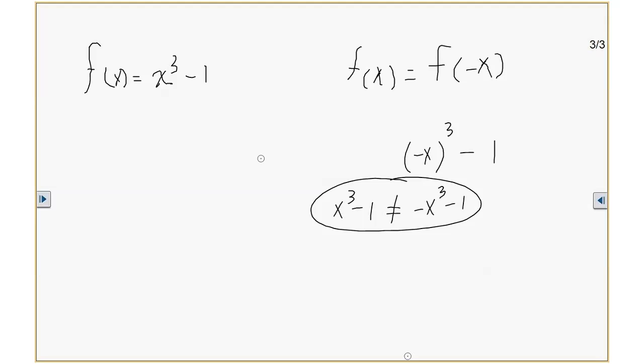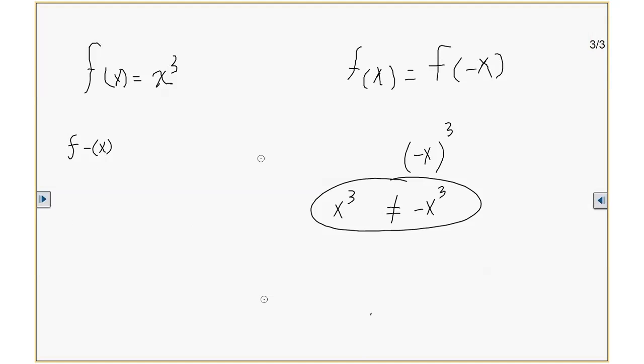So therefore you have to go to the second test. The second test says f of negative x, which you've just figured out right here, negative x cubed minus 1. There's something wrong. Oh, it's just negative x cubed. Don't do the minus 1 part. I'll explain in a minute. Okay, so that's not equal. So now let's do this part.